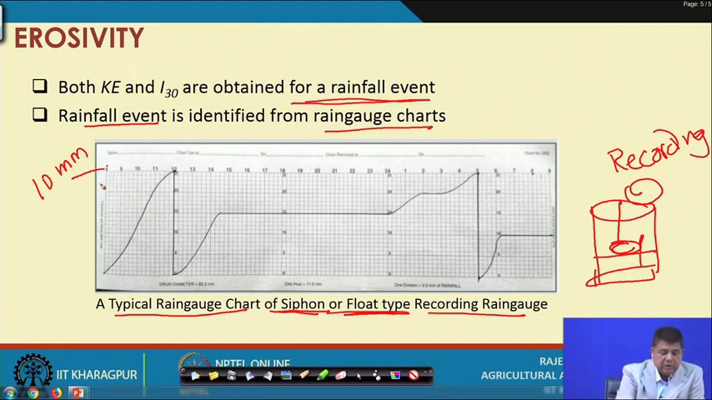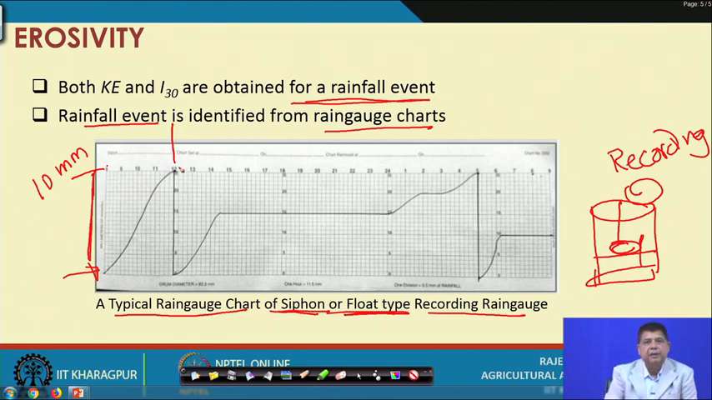This chart starts at 8 o'clock, because typically in India 8 a.m. is the time when the rainfall is supposed to be recorded as per IMD. So, this chart also starts from 8 o'clock. Here the line shows that the rainfall event starts at 8 o'clock, and then there is continuous recording. At this point, around 12 o'clock, the noon time, the total rainfall becomes 10 millimeters. This scale is 10 millimeters.